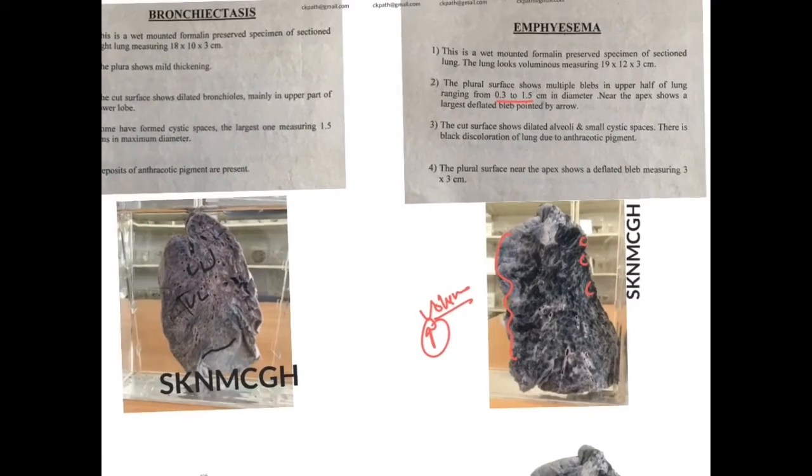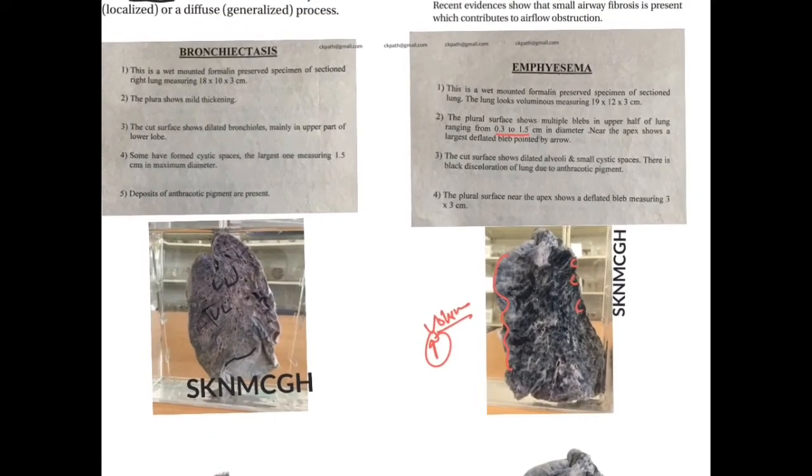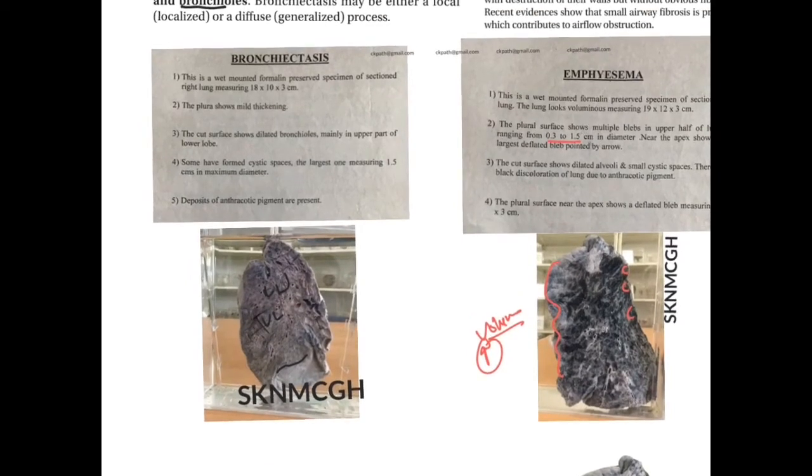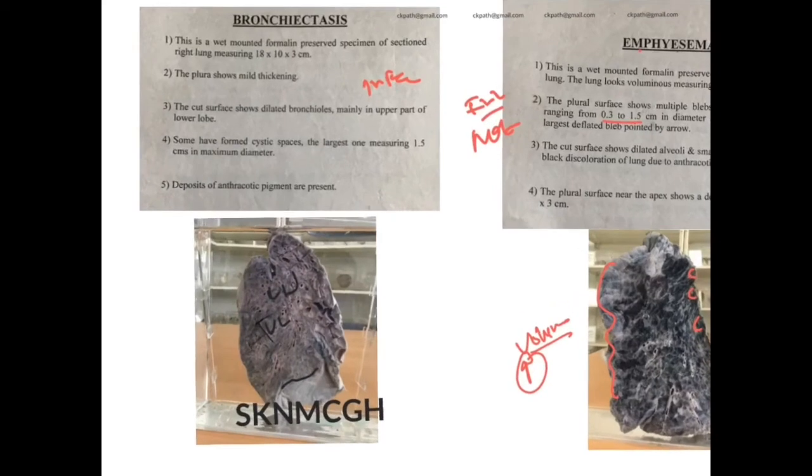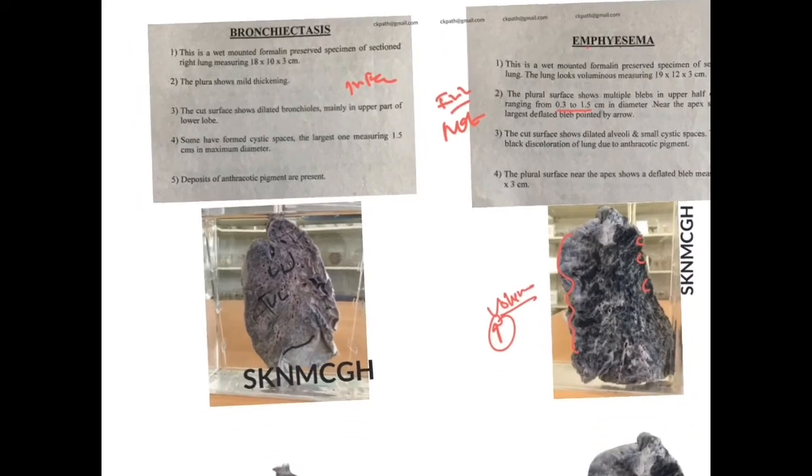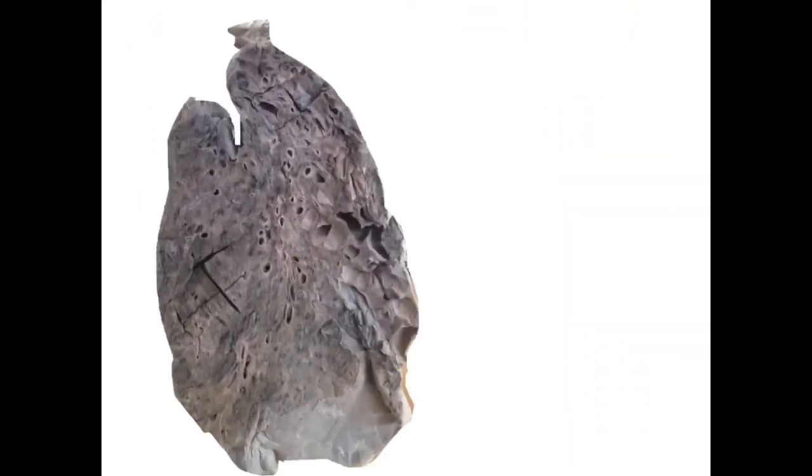The etiopathogenesis of both bronchiectasis and emphysema is different. Bronchiectasis may be due to infection or other causes, whereas in emphysema again it may be inherited or non-inherited causes. So please read this from your textbook, and it has been covered already for you in the theory lectures also.